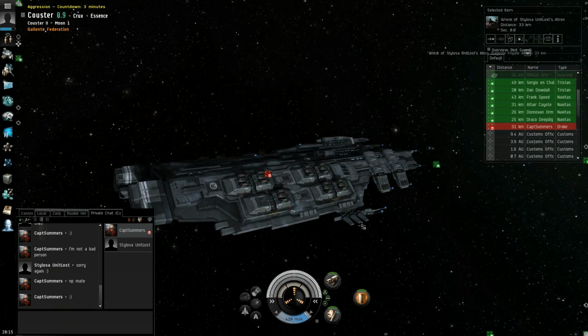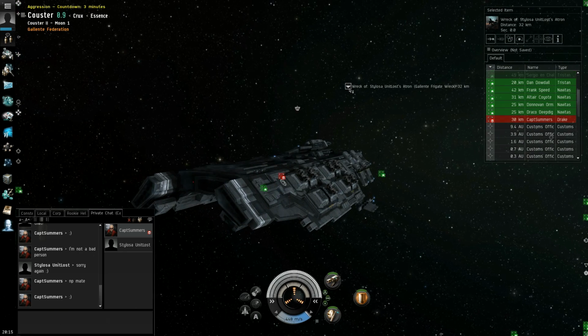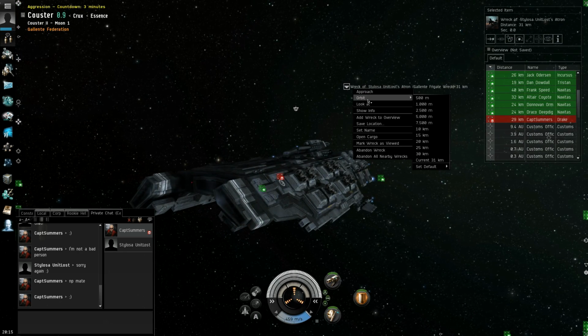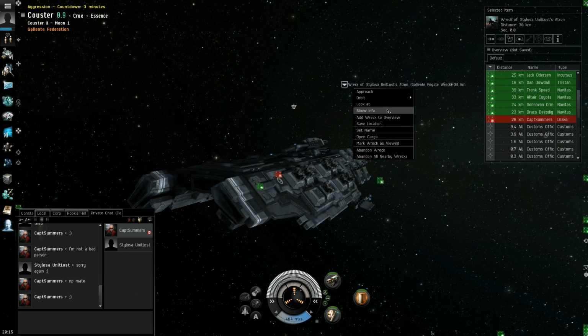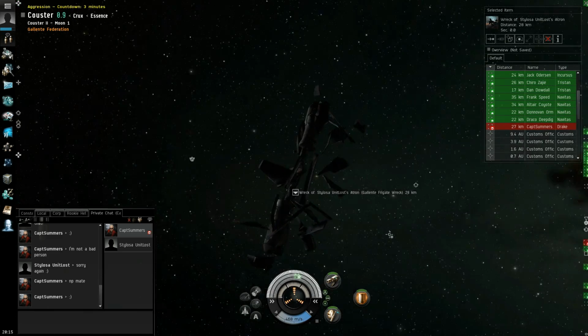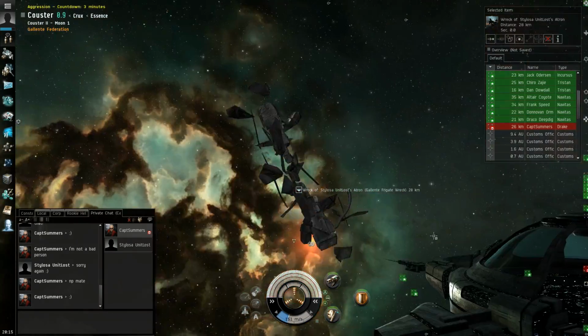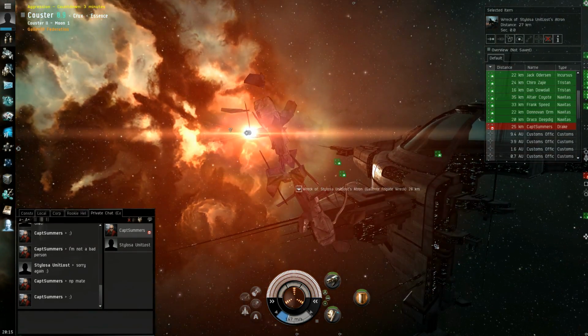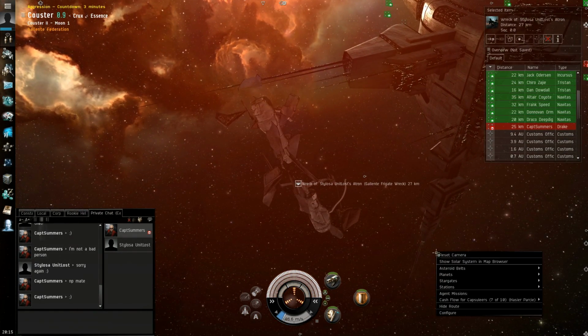Now if you read the chat, it's going to be pretty difficult with me talking over this, but you'll see what exactly went on. You kind of missed the start, but basically, I came out of the station. Now, this is the newbie station. That there is the wreck of Stylosa Unit Lost Atron, which was my Gallente frigate, which got destroyed.